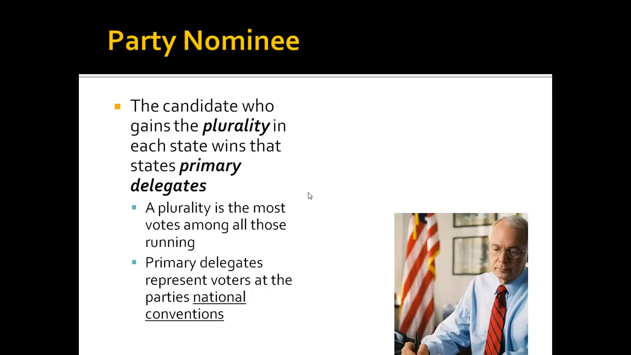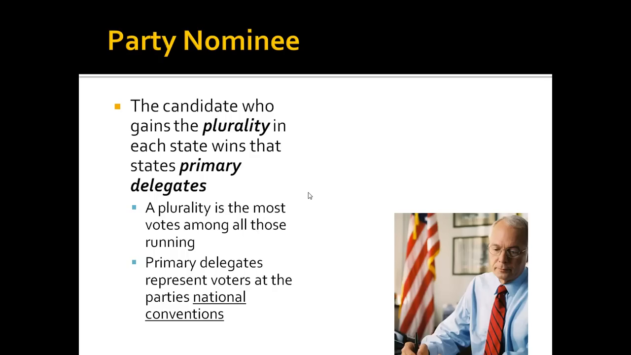How do we choose the party nominee? Well, it's the candidate who gains what we call a plurality. In other words, not the majority, because in a primary election, there's going to be more than two people. So we're not necessarily going to get a majority. What we'll have is 3 or 4 different candidates. And what we want to do is see who gets the most votes, not the majority.